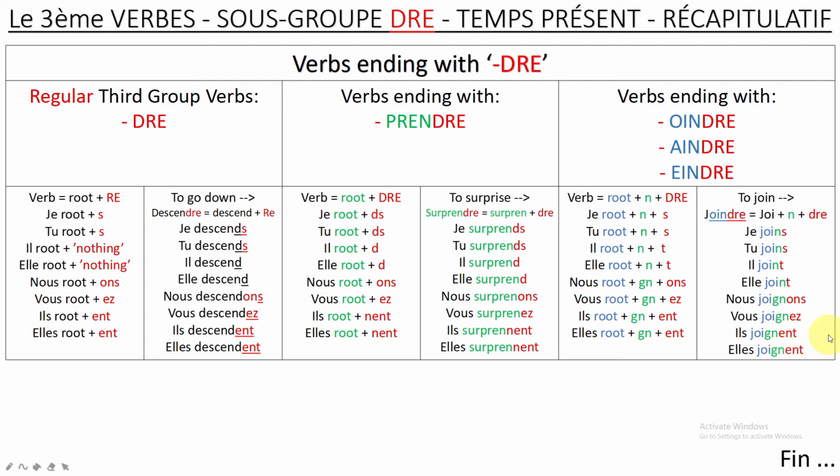Okay. So now how to pronounce? So don't pronounce the s here. Je joins. Tu joins. Okay. Il joint. Don't pronounce the t. Elle joint. Don't pronounce the t. Now the gn will be pronounced nya, like a y, like a letter y. So nous joignons.